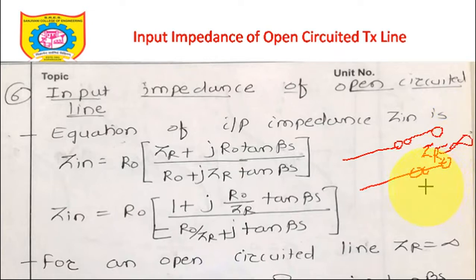And what will be the IR value? IR value will be 0. For open circuit, there is no question of current flow.